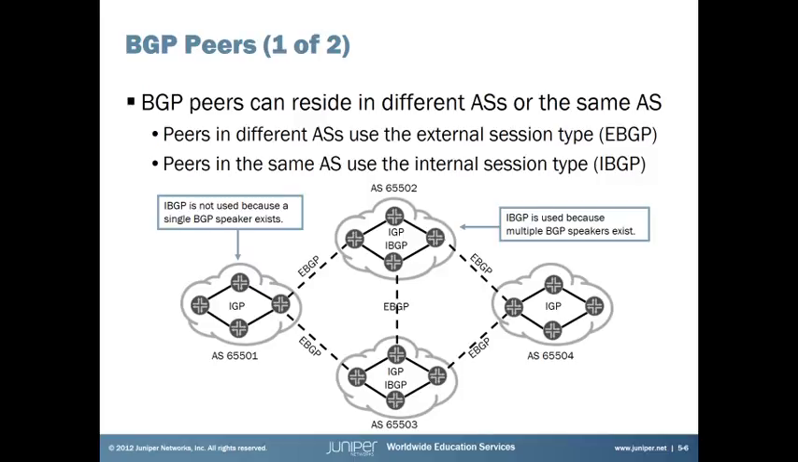Okay. Same goes for the other three autonomous systems, because it also has three BGP speaking routers, they will peer with each other. And that is an iBGP peer, an internal BGP peer. So we've got external BGP peering arrangements, and we've got internal BGP peering arrangements. Any questions?